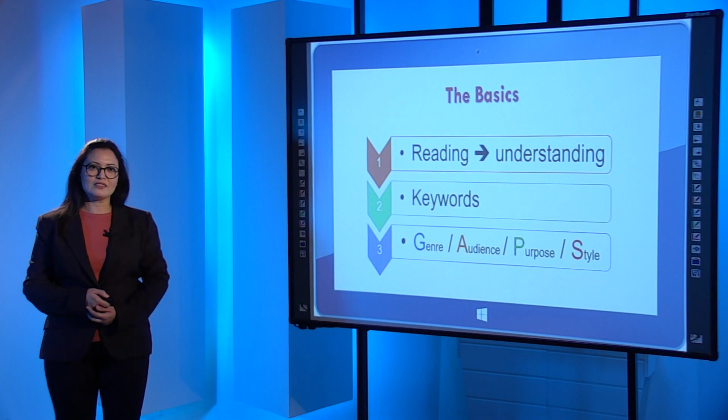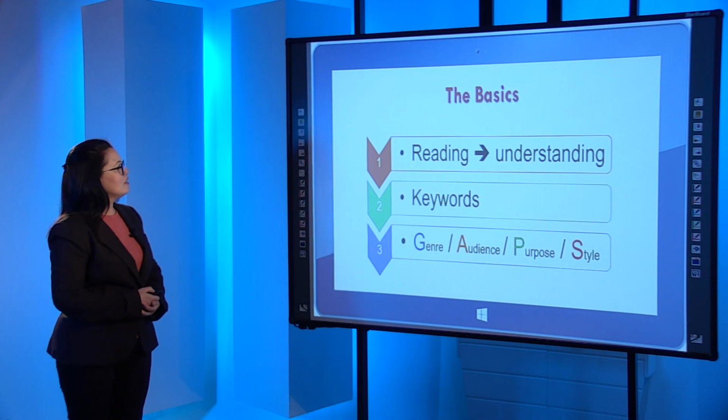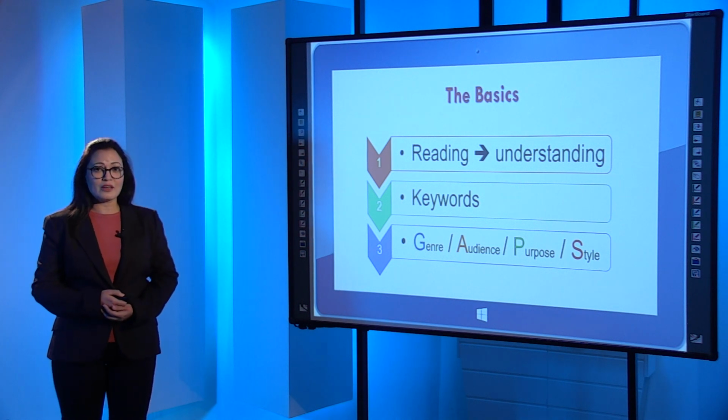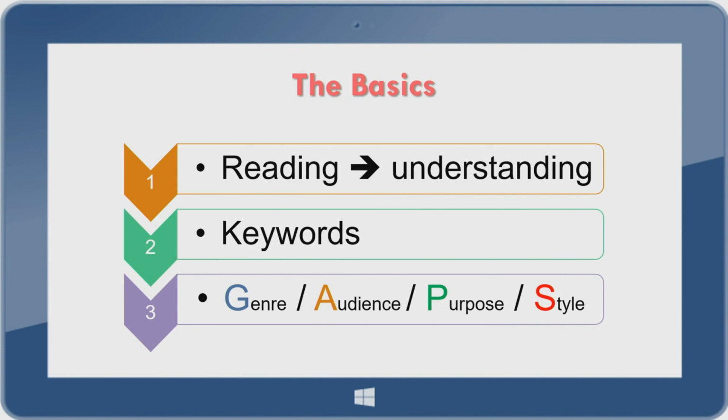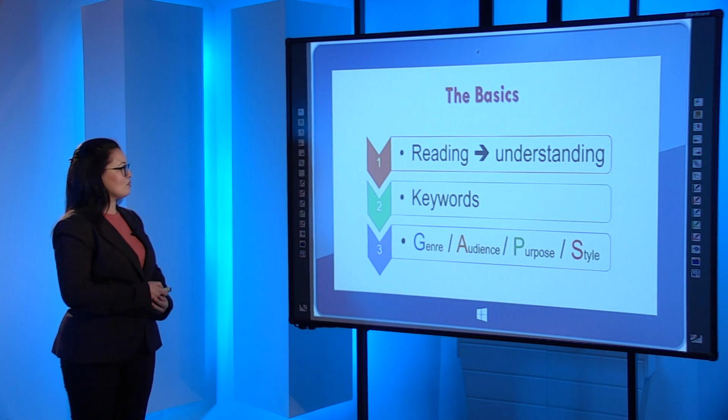But before that, you have to pay attention to some basic aspects. First of all, you have to read the topic carefully in order to understand it. Then underline the keywords and identify the gaps, that is the genre, the audience, the purpose, and the style. So let's do that together.